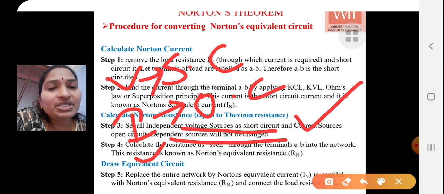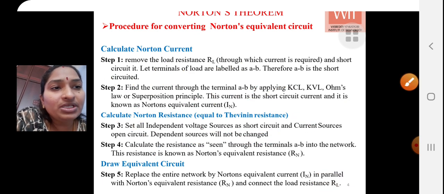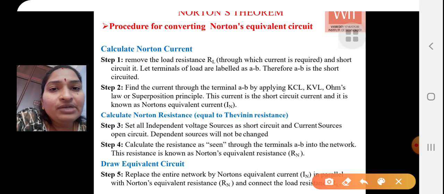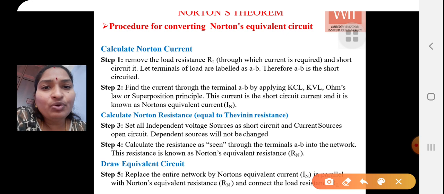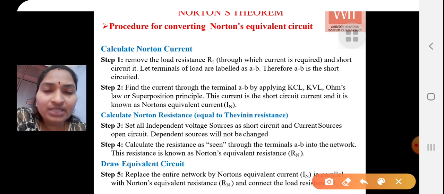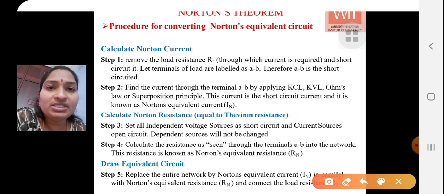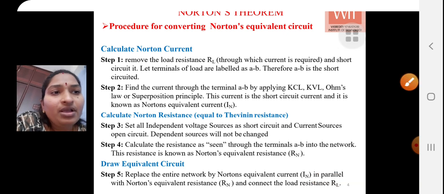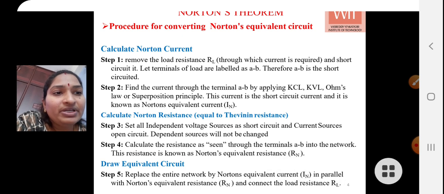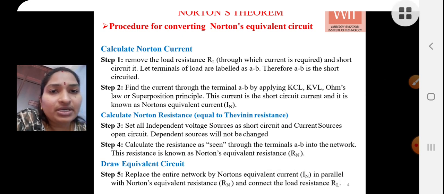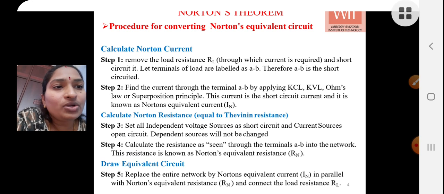After removing all these sources, we have to calculate the equivalent resistance across the network terminals A and B. After removing all the sources, the network contains only resistors, so it is a resistive network, and the equivalent resistance is calculated between the two terminals A and B. After calculating the equivalent resistance, we have to draw the Norton's equivalent circuit just by knowing the Norton's current and Norton's resistance.